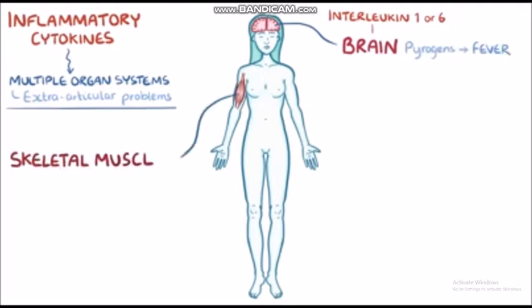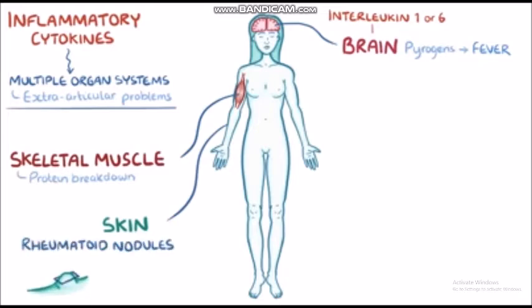In skeletal muscle, they promote protein breakdown, and in the skin, as well as many visceral organs, they lead to the formation of rheumatoid nodules, which are round-shaped collections of macrophages and lymphocytes with a central area of necrosis, or tissue death.